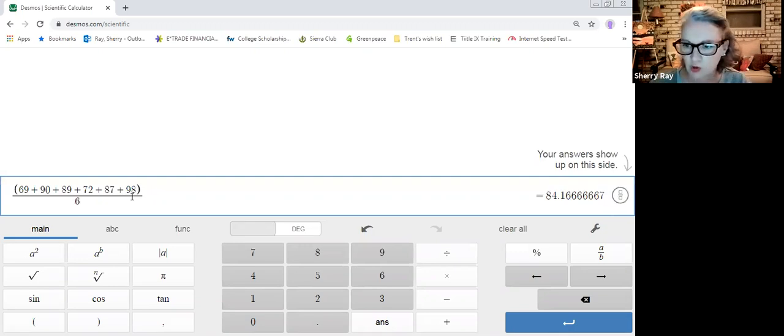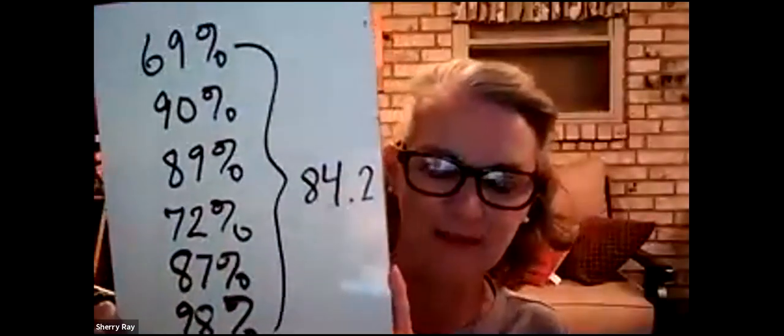So I have 84.16667, or looks like I have an average of 84.2. It's my average. Okay, so this is my class average right here, 84.2%.